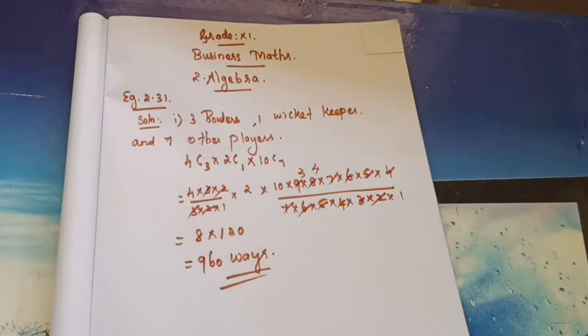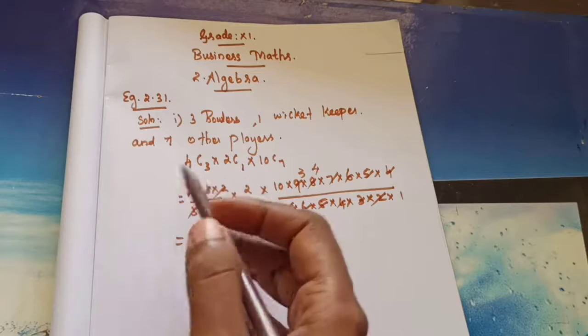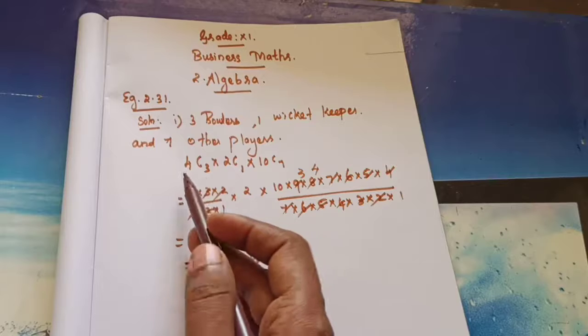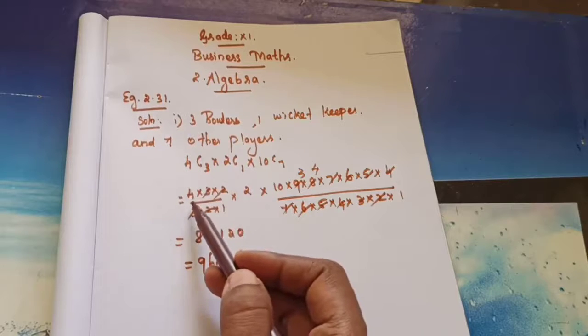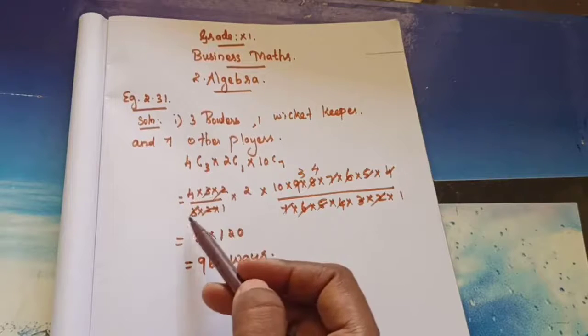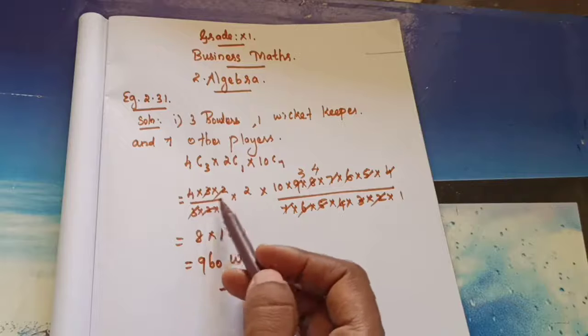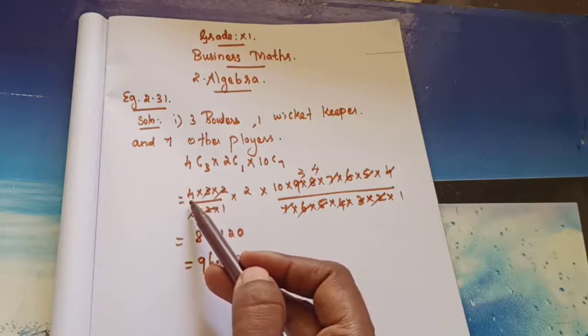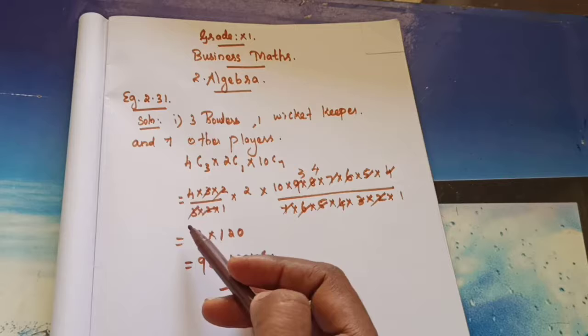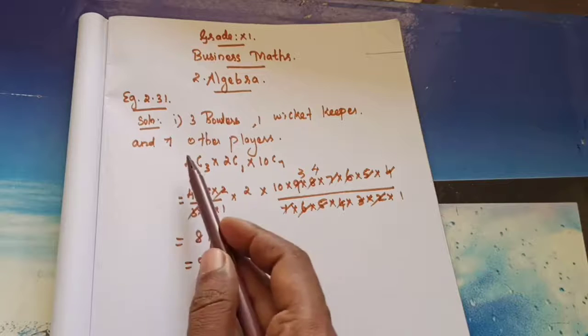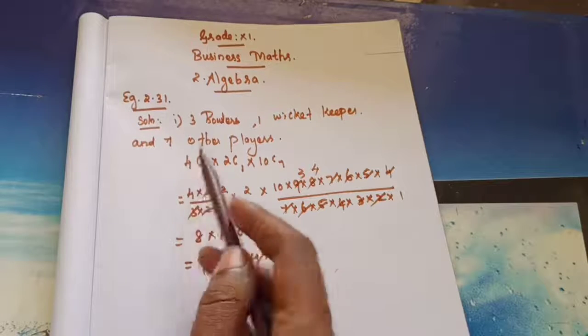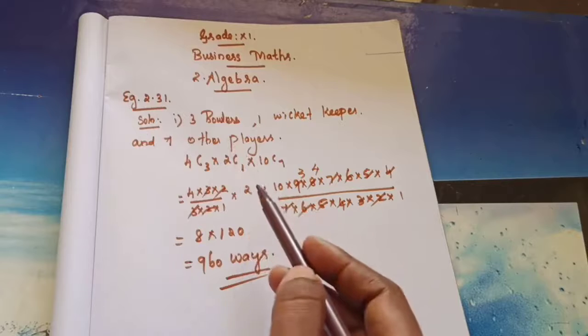So if you are not at all confused, no problem. You can use the same book method. 4C3, how will you write it? 4 into 3 into 2, divided by 3 into 2 into 1. When you cancel, what is the only balance you get? 4, so that is the same as 4C1, correct? What is the difference in 4C3? Only 1, so you will get 4C1.